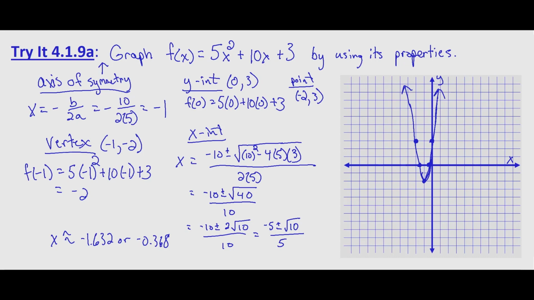Using its properties, we found the axis of symmetry, the vertex, and then the intercepts, and then we quote unquote connected the dots. We also found one point based on the axis of symmetry and the y-intercept.